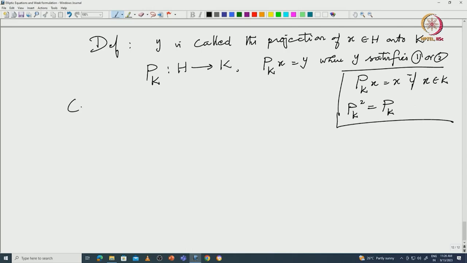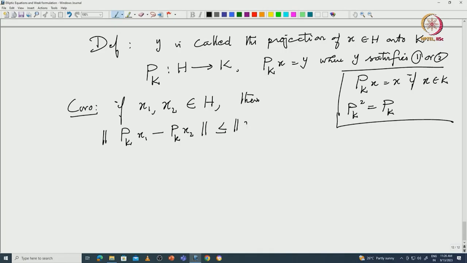There is an immediate corollary you can prove from the variational inequality. P_K reduces the distance between any 2 points. If x1, x2 belong to H, then norm of P_K of x1 minus P_K of x2 is less than or equal to norm of x1 minus x2. The proof is obvious, easy, apply the inequality you know for that one.